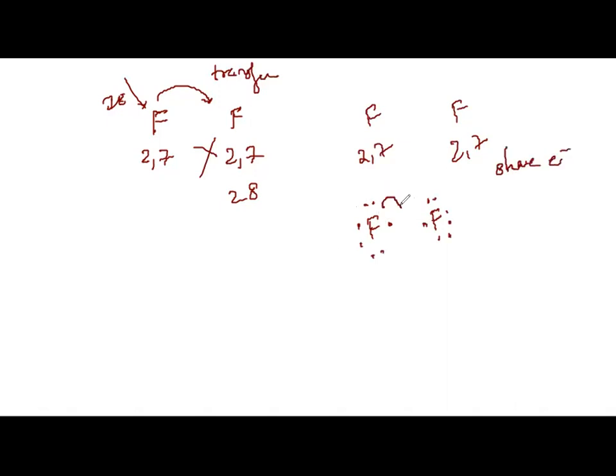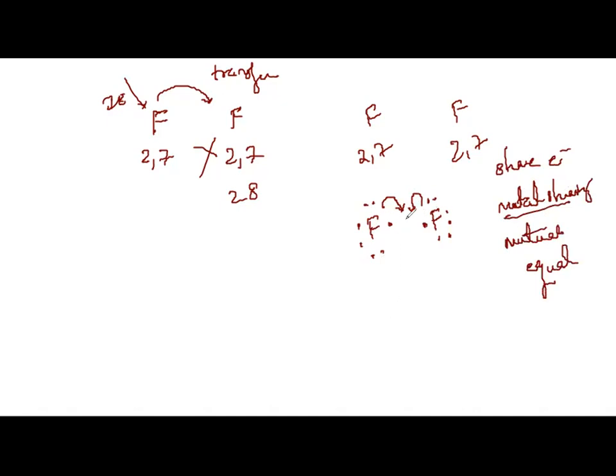This fluorine atom will contribute 1 electron, and this fluorine atom will also contribute 1 electron. Such contribution we call mutual sharing. Both fluorine atoms are sharing 1 electron each. It's not that one is sharing 2 and the other is not sharing any. Mutual sharing means equal sharing. If this is sharing 1 electron, this is also sharing 1 electron.